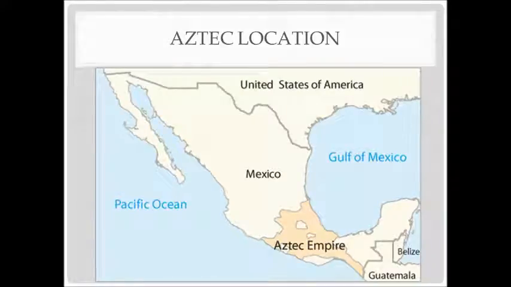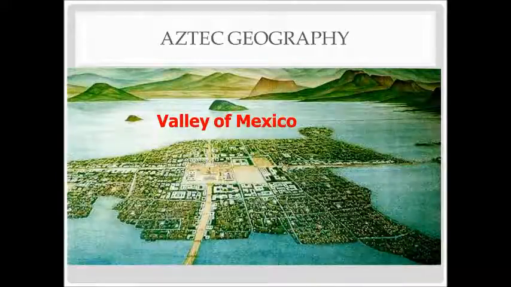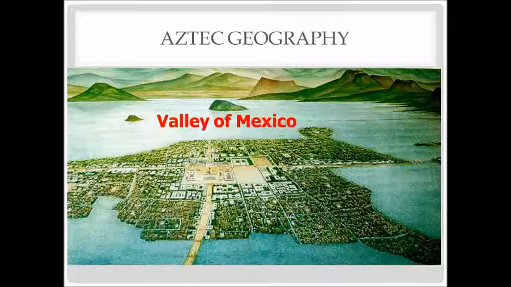Their location, if you see here on the map, we are in the United States in the northern part of this map. Below us is Mexico, and the Aztec Empire settled in present-day Mexico. The place they settled in Mexico, we call the Valley of Mexico. A valley is an area of land between two mountains. You can notice the mountains on either side here, and in the middle was a lake. And so we call this the Valley of Mexico.